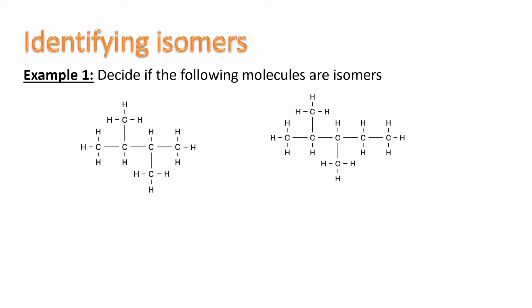Okay, so let's now look at some examples. Example 1, we're to decide if the following molecules are isomers of each other. The very first thing we do is work out our molecular formula for each. If we look at the left hand side and we count the carbons and hydrogens, we should get C6H14. If we do the same for the molecule on the right, we should get C7H16. Our molecular formula are not the same, and so these cannot possibly be isomers.